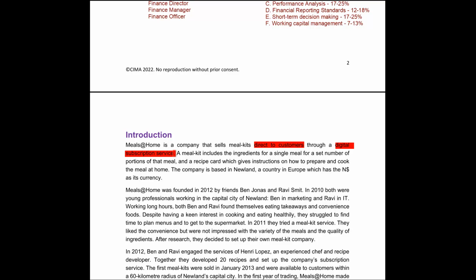And then we have our second point in this sentence. It is a digital subscription service with recurring payments. Now, this could have implications for working capital management. We're going to discuss that in much more detail in a later video in the series.